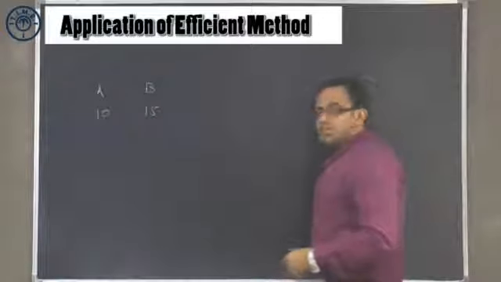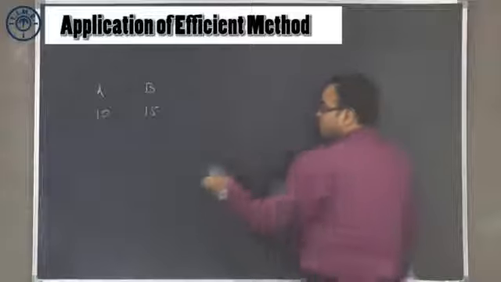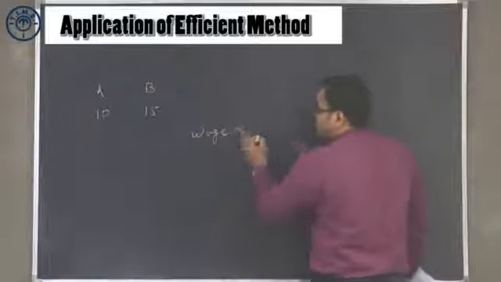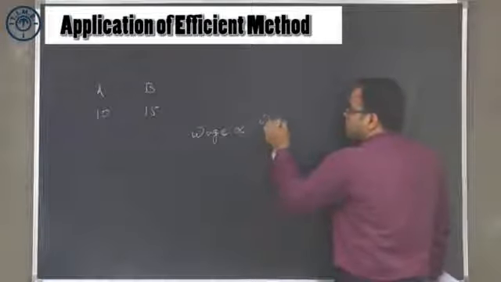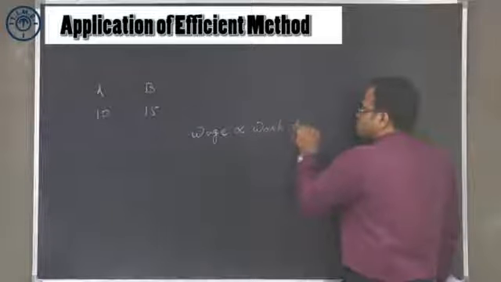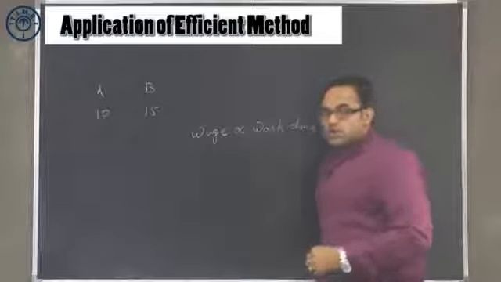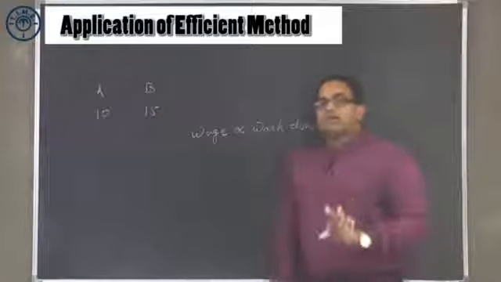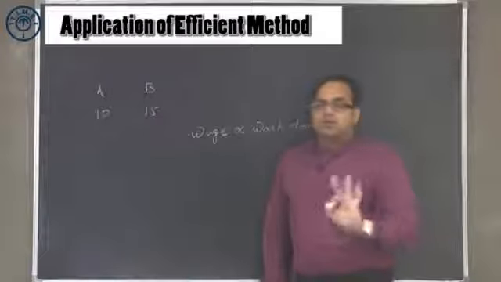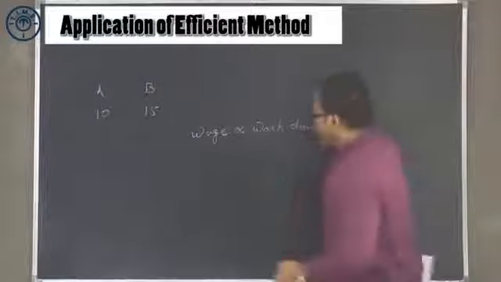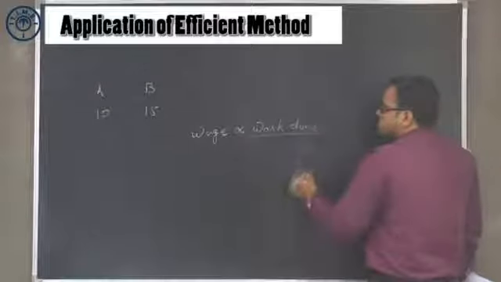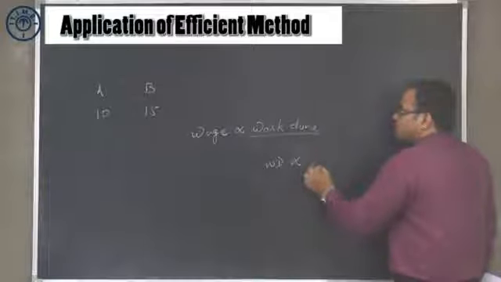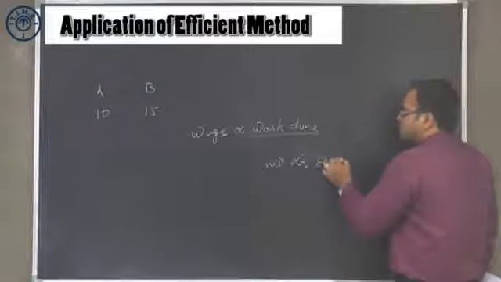As far as wages are concerned, just remember one thing. Wage depends only on one thing, that is the work done. So wage is proportional to work done. All you need to do is find how much work will be done by A and how much by B. Now, if the time is the same, then work done is proportional to efficiency.